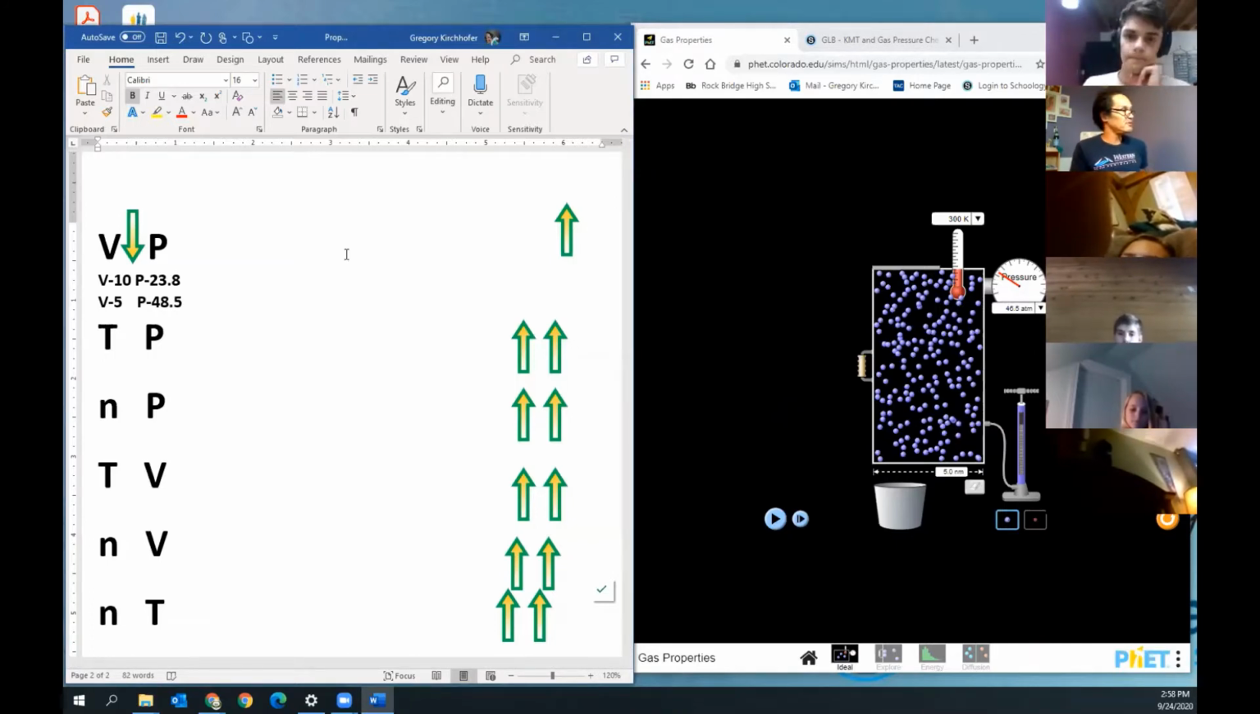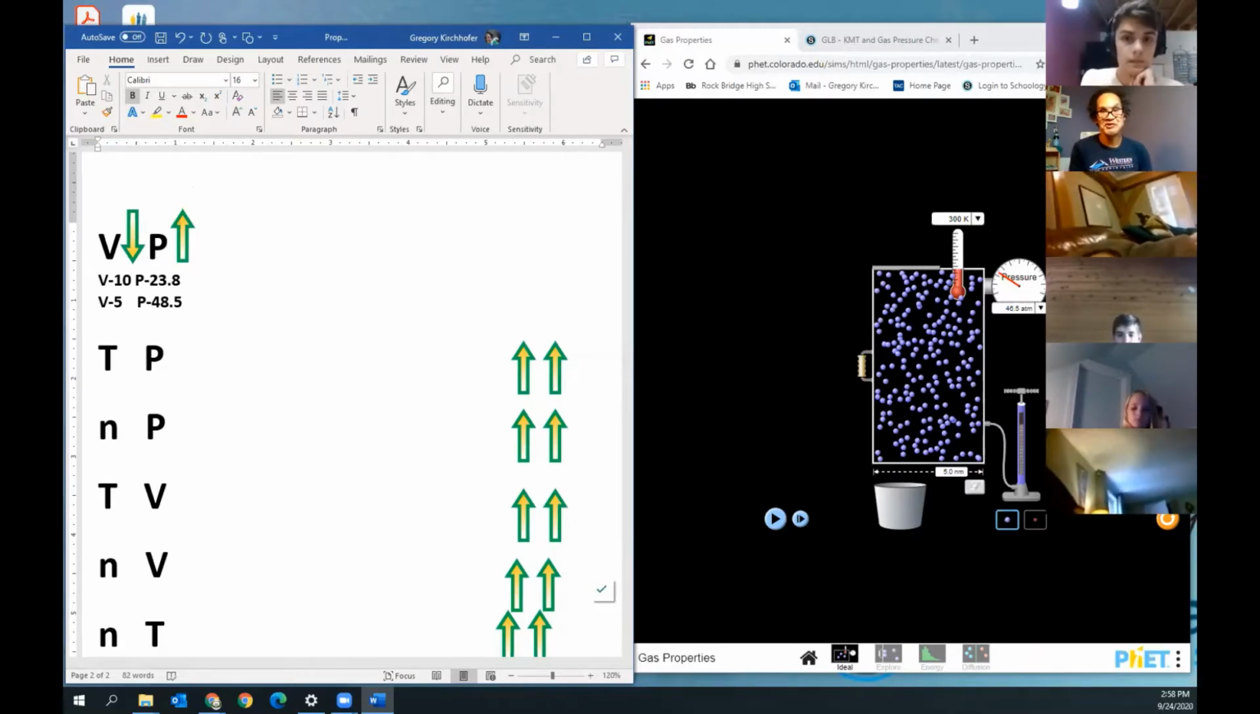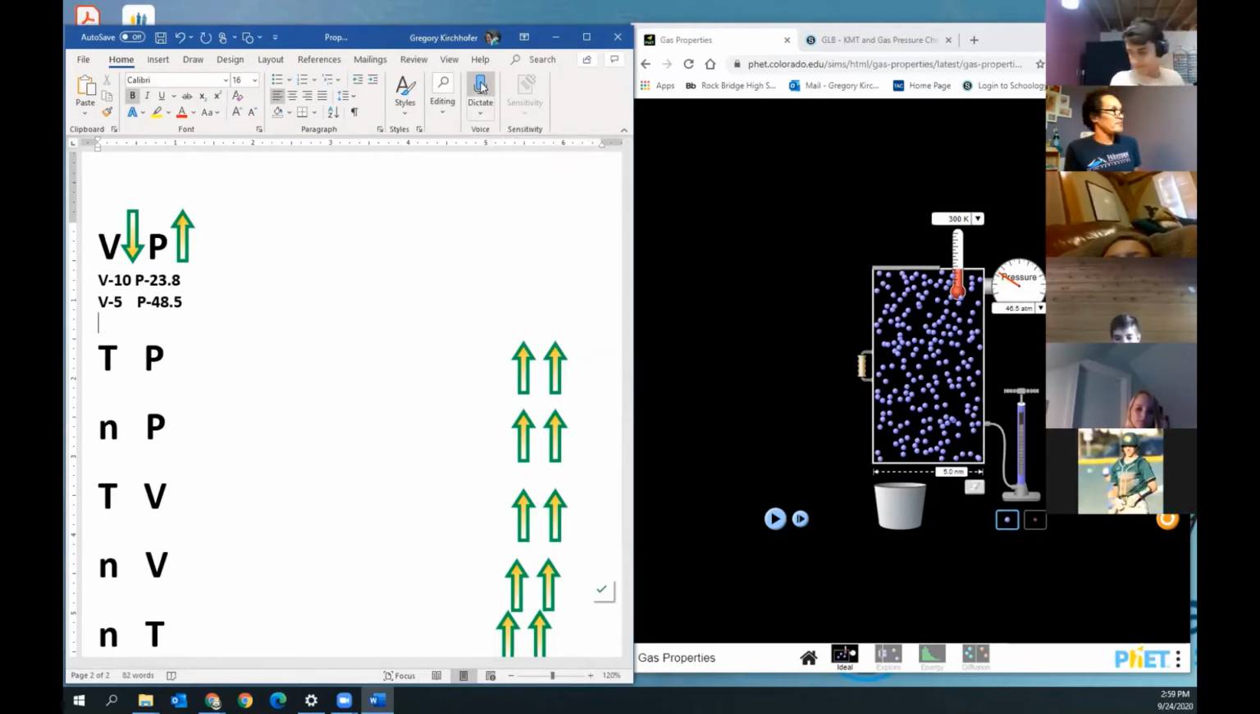So Donovan, you said up, right? So it makes sense, right? And honestly, exactly for the same reason that Donovan said. He said, if there was less space, the particles would hit the wall more frequently, right? Which means pressure goes up. I got a chat here: when the volume decreases, there's less space for the particles to move around and they hit the wall more frequently, so pressure goes up.